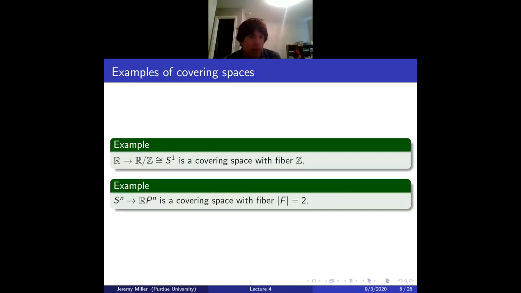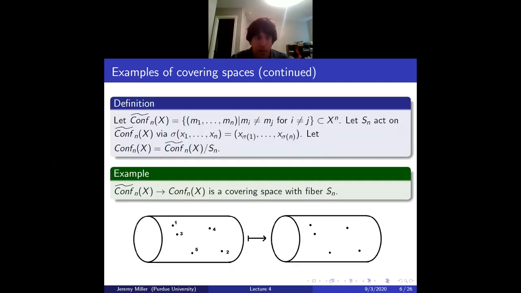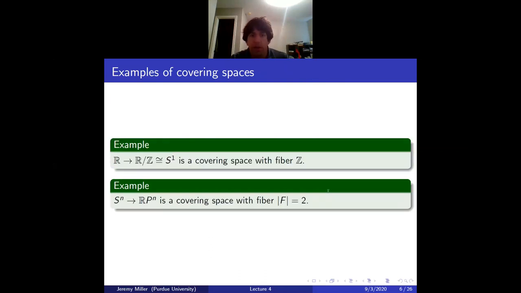For a finite sheeted cover, one example would be the standard map from S^n to RP^n that sends a unit length vector to the line it spans. That is a covering space map with fiber cardinality 2, so it's a 2-sheeted cover. Any questions?